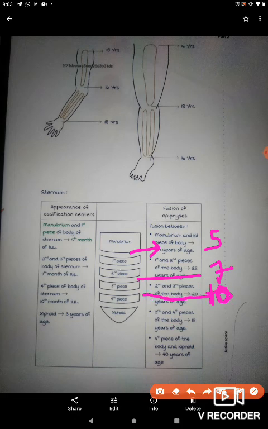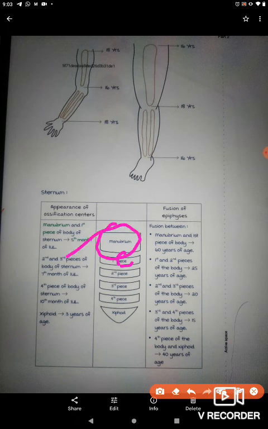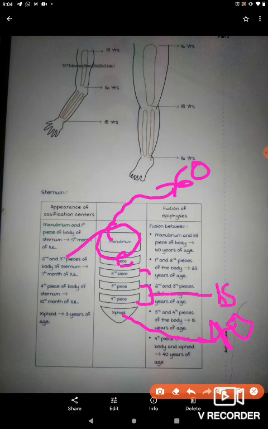Then we have watched the fusion of the epiphyses. The manubrium and the first piece of the body fuse at which age? At 60 years. The fourth piece of the body and the xiphoid process fuse at 40. The third and fourth pieces of the body fuse at 15, the second and third fuse at 20, and the first and second piece fuse at 25.